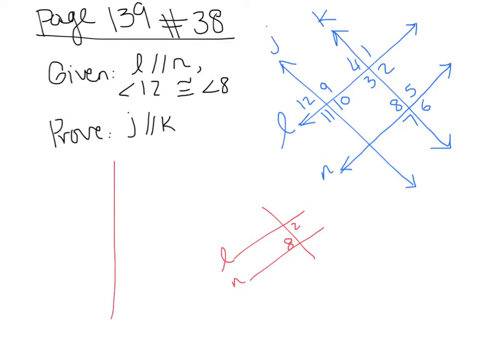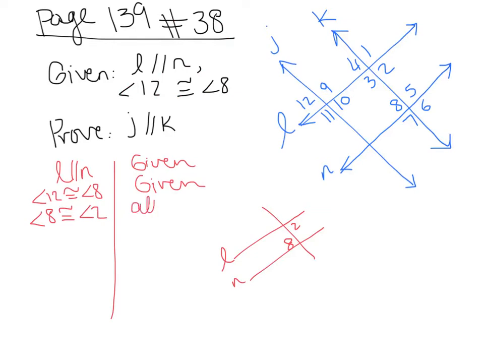So first of all, I looked for the two parallel lines and I found an angle that's related to angle 8. It's also related to angle 12, so it's kind of a bridge. It links the two angles that they want us to work with. So we'll start by writing the given, L parallel to N, and that's a given. Angle 12 congruent to angle 8, and that's a given. And we concluded based on L and N that angle 8 and angle 2 are congruent, alternate interior.